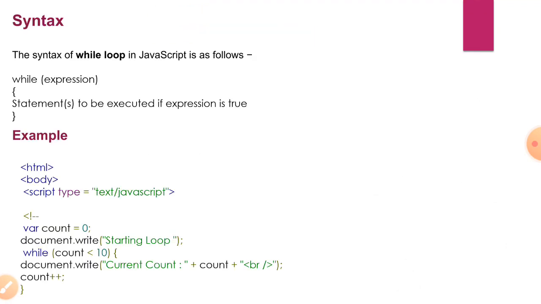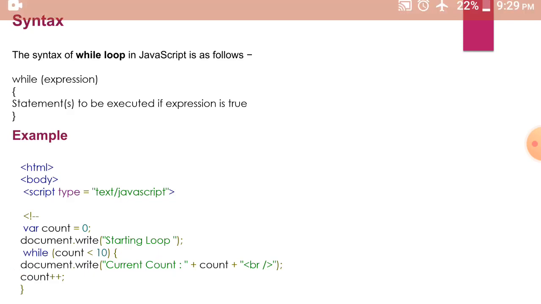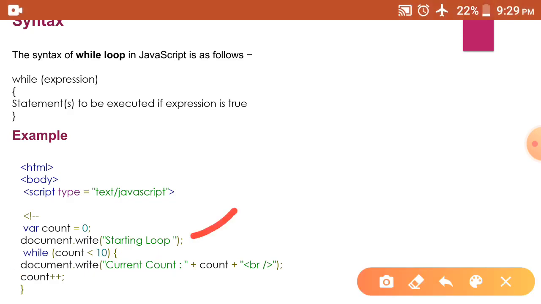Here I am taking one variable, count, is equal to 0. So this is the starting of the loop. Here we are starting the loop. While count is less than 10, that means until this condition holds, count less than 10, until then this particular block will be executed.